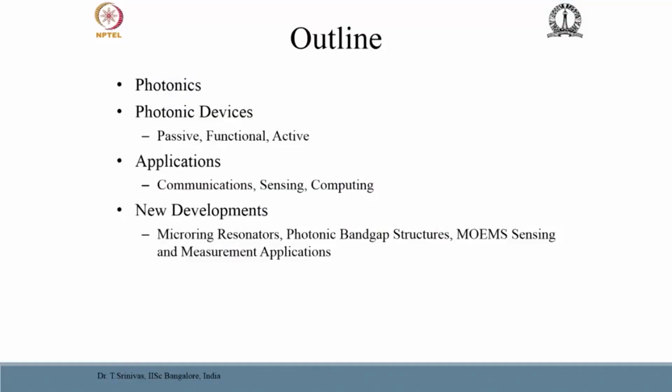This course is called Photonic Integrated Circuits. So, this is a brief outline of the course. The first lecture is on the overview of photonic integrated circuits. We will start with what is meant by photonics, what are photonic devices, and various types of devices like the passive devices, the functional devices, and the active devices. We will look at some applications, and also, if possible, we will try to cover some new developments in this subject in this overview lecture.